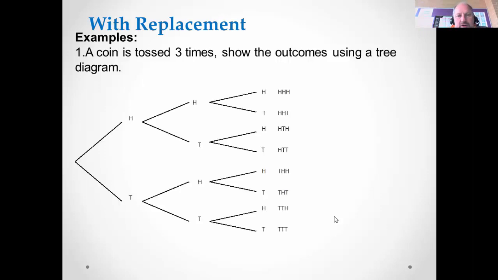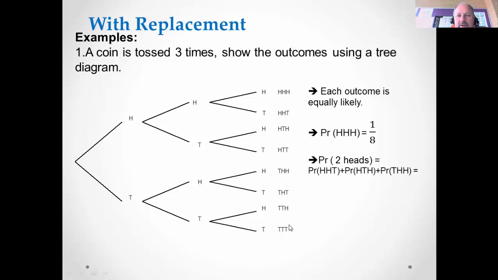There's a tree diagram. If we toss the coin 3 times, there are 8 different outcomes, 2 by 2 by 2. Each outcome is equally likely. Probability of 3 heads would be 1 out of 8. Probability of 2 heads, I can do that 3 different ways. I can go head, head, tail, or head, tail, head, or tail, head, head. So there's 3 out of 8.